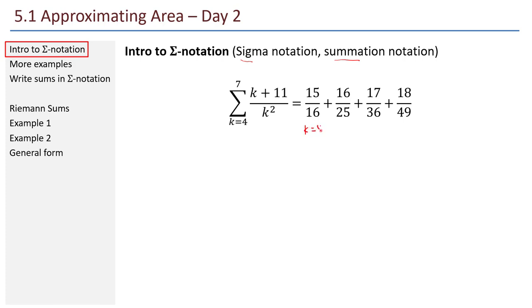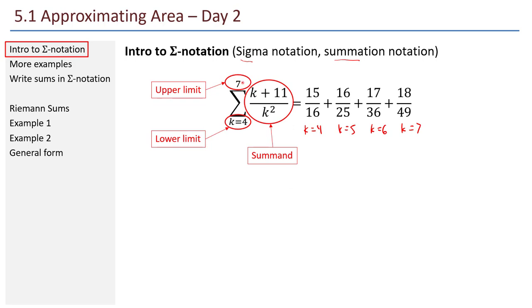So k equals 4, k equals 5, k equals 6, k equals 7. Do you see how the k gets substituted each time to create the expression? And then sigma for S for summation, we add them all together. The number on top is called our upper limit. The number on the bottom is our lower limit. And the thing I'm adding together is called the summand.